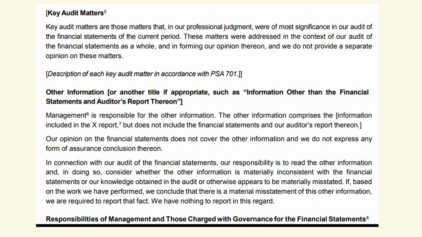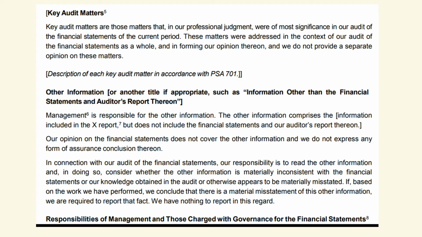So how will it sound? Management is responsible for the other information. The other information comprises, and then you name what the other information is. Our opinion on the financial statements does not cover the other information, and we do not express any form of assurance conclusion thereon. Remembering again that we only read the other information.